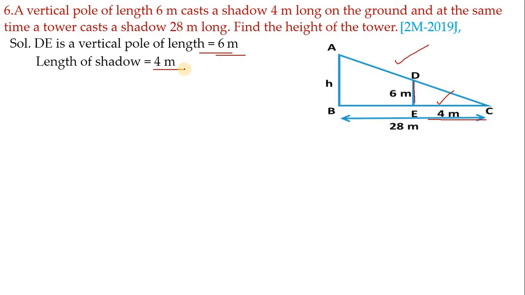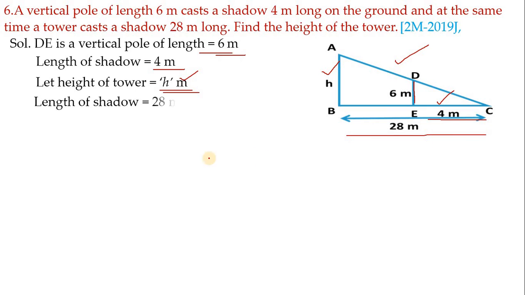The length of the shadow is 4 meter. Next, AB is the height of the tower. I am considering the height of the tower as h meter. If you want, you can write it as just AB itself, not a problem. Next, BC is the length of the shadow of the tower. So the length of the shadow of the tower is how much? 28 meter. See, if you write all these things, you will understand very clearly.